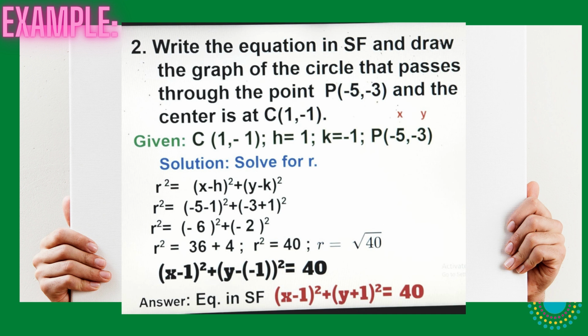So r squared equals 40. So we can now write the equation of the circle in standard form. Plug in 1 and negative 1 for h, k in the equation. x minus 1 quantity squared plus y minus negative 1 quantity squared equals 40. Let's simplify. Remember class, negative times negative is positive. So the final answer is x minus 1 quantity squared plus y plus 1 quantity squared equals 40.